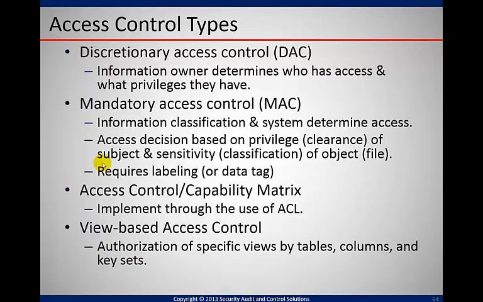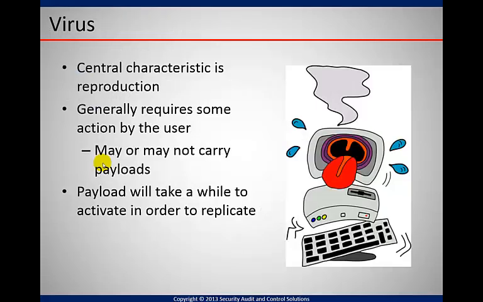We have discretionary access control types. We've seen that in domain 1, access control, where the information owner determines who has access and what privileges they have. Mandatory access control, where information classification and the system determine the access. Access decision is based on the privilege or the clearance of the subject and the sensitivity or the classification of the object file. It requires labeling or a data tag. Access control or capability matrix, which is implemented through the use of access control lists. And then view-based access controls, authorization of specific views by tables, columns, and key sets.